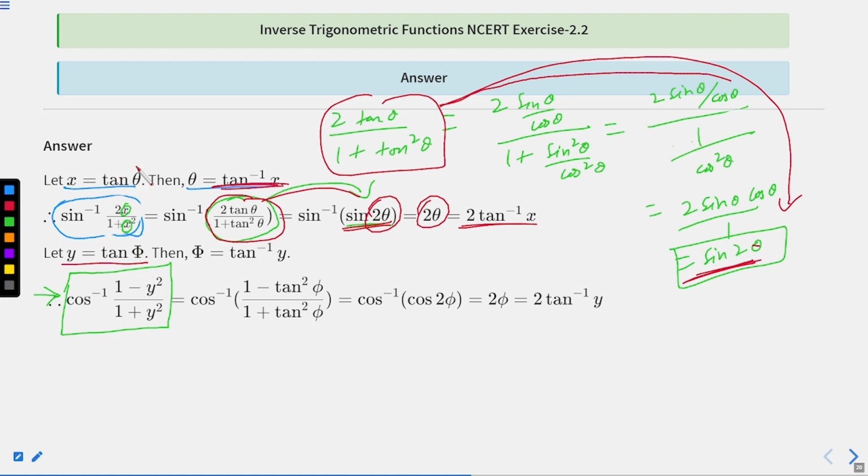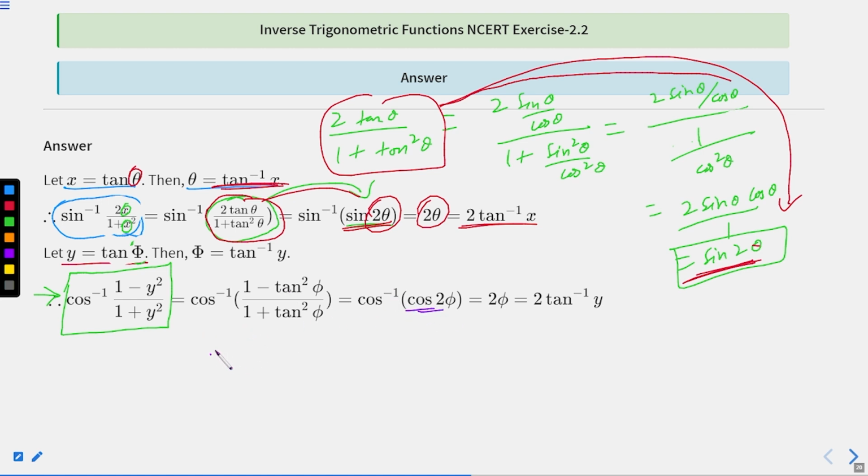Because we already used it over here, and this will cause some confusion. That's why we are using a different notation. Now putting y equals tan phi, so phi equals tan inverse y, then (1 minus tan square phi) upon (1 plus tan square phi). What is it? It is cos 2 phi. If you do not recall, let me solve it this way, so you will get cos 2 phi.